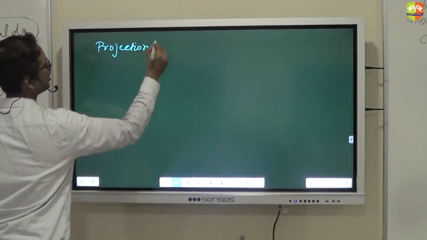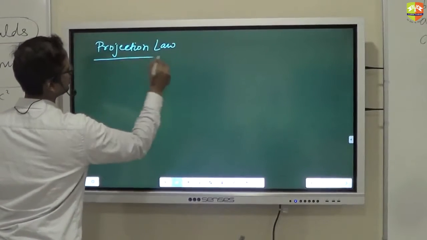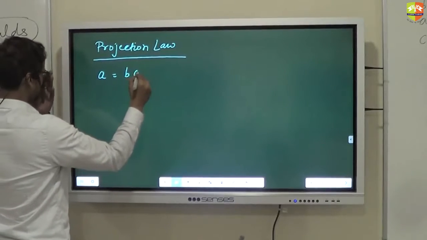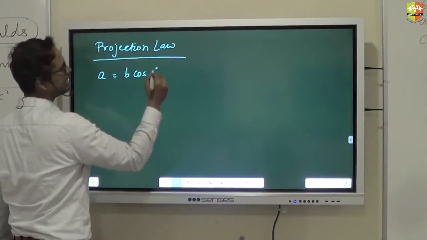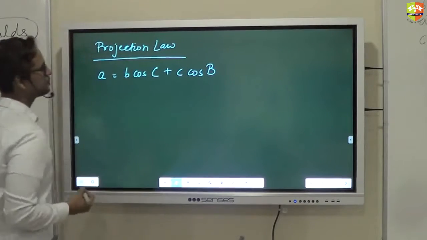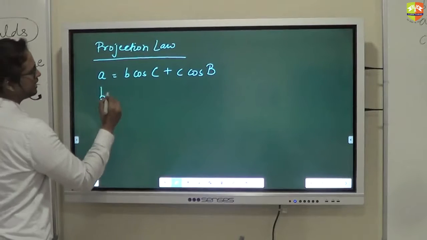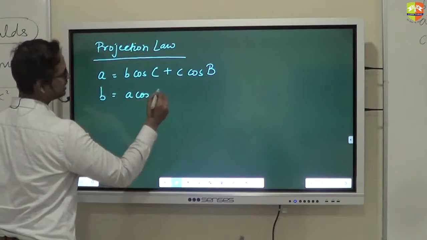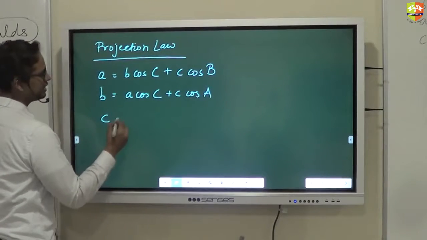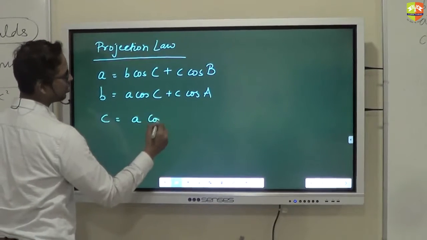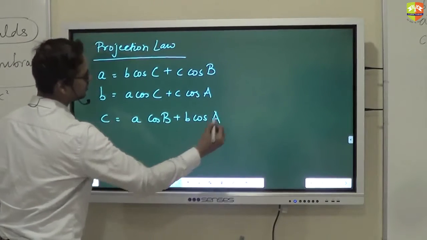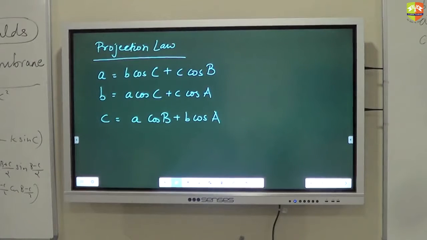Next is projection law. Projection law says a can be written as b cos C plus c cos B. Similarly, b can be written as a cos C plus c cos A. And similarly, c can be written as a cos B plus b cos A. Try to prove any one of them.